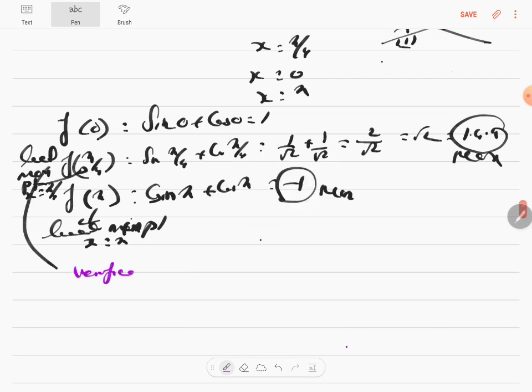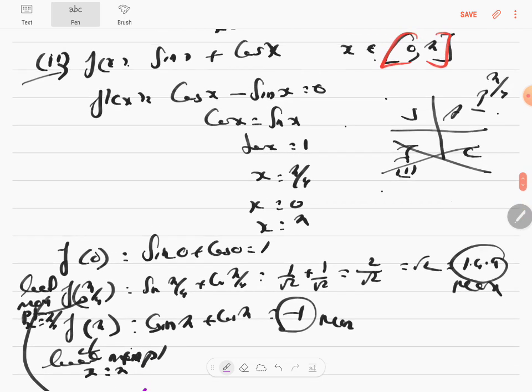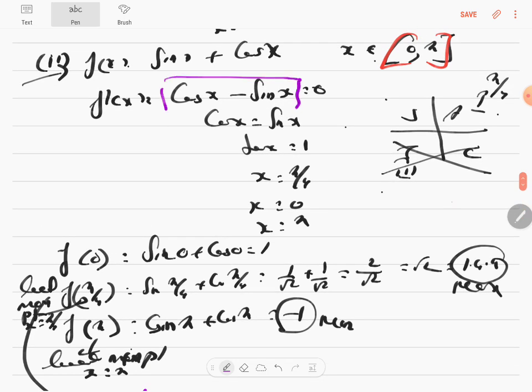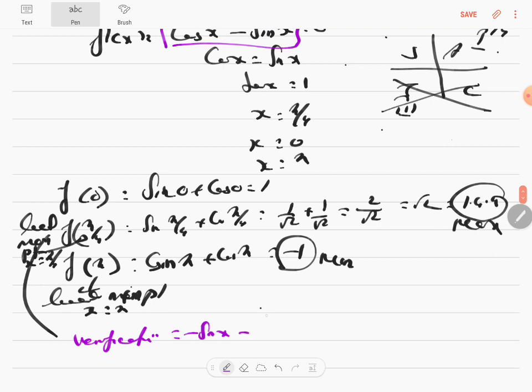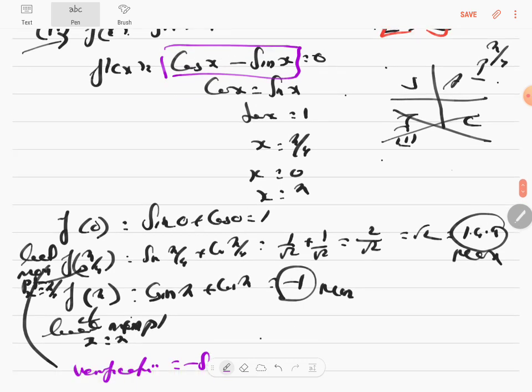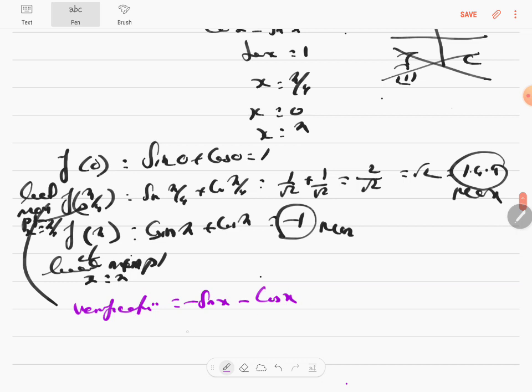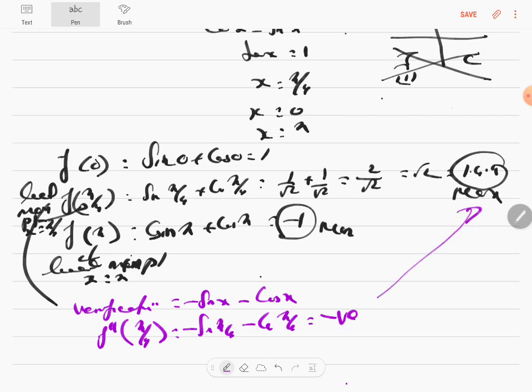For the verification, you take the differentiated value and differentiate once again. This is the differentiated value, and cos x on differentiation becomes minus sin x, and minus sin x on differentiation becomes cos x with the already existing negative sign. At the point where I'm getting a maxima, pi by 4, f double dash of pi by 4 is minus sin pi by 4 minus cos pi by 4. I know the answer is negative and therefore it's maximum. And this is working out perfectly.